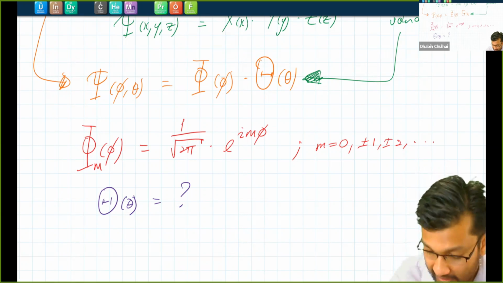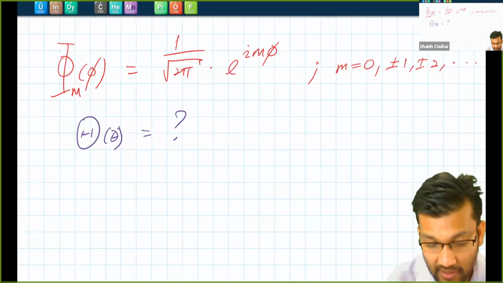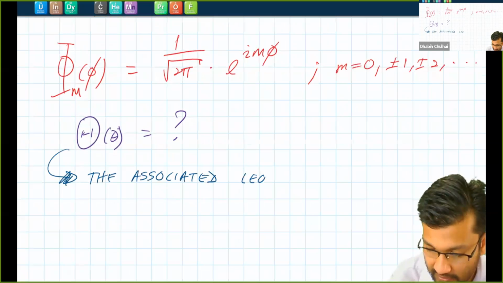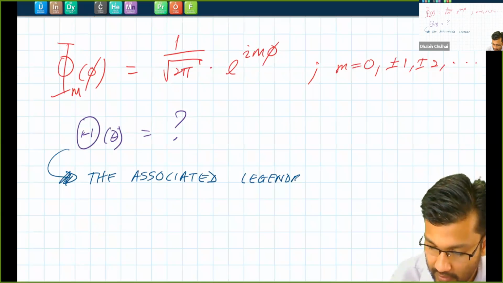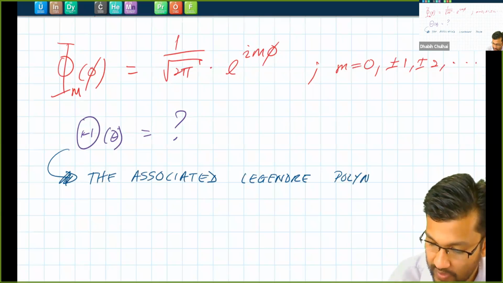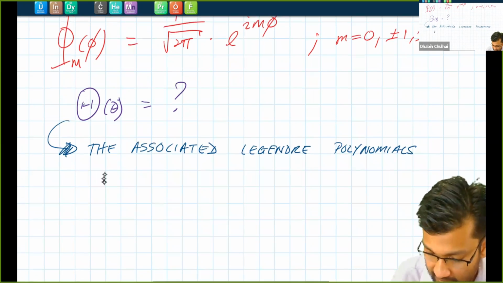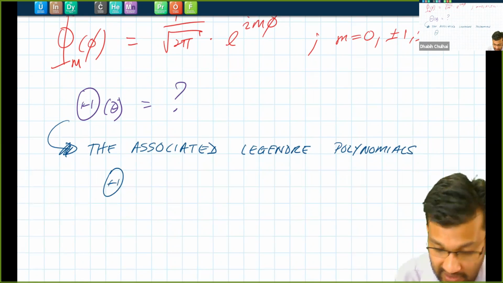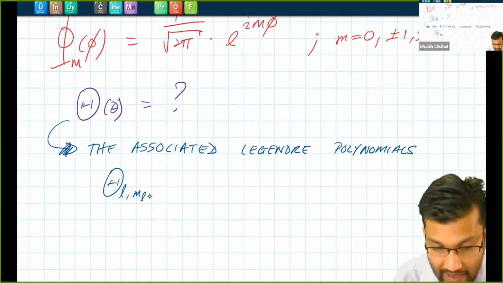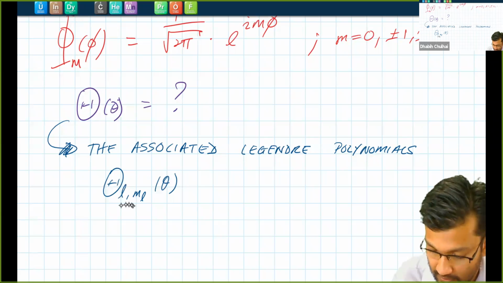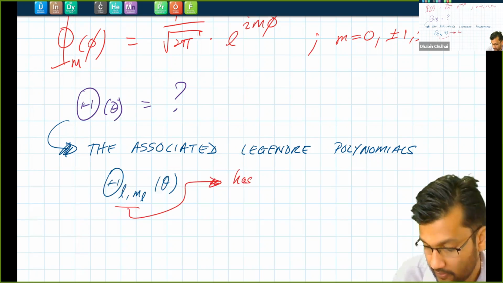They've done the hard work, and they figured out theta, the theta that makes all of this work. They are called the associated Legendre polynomials, right? And usually they have two numbers associated with them, L, and we're going to call the other one ML, like that. So it has two quantum numbers.